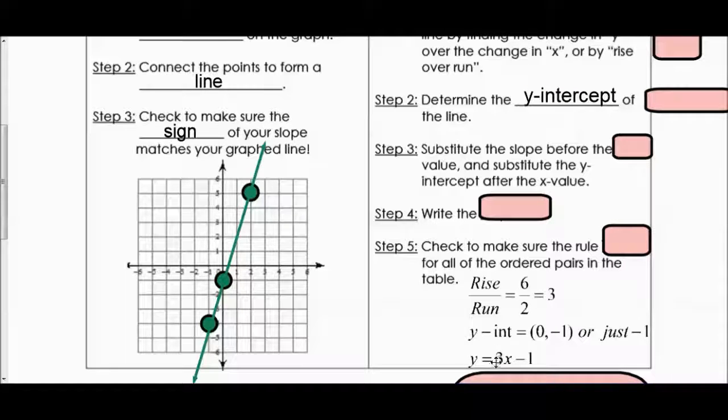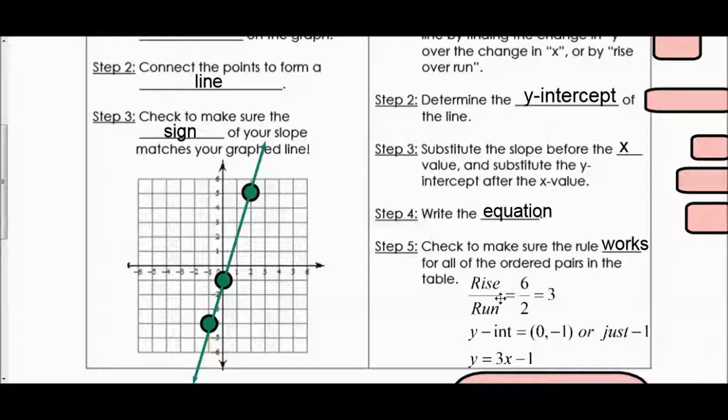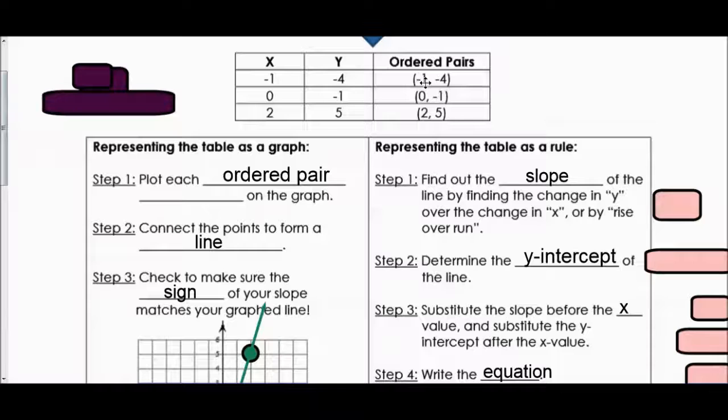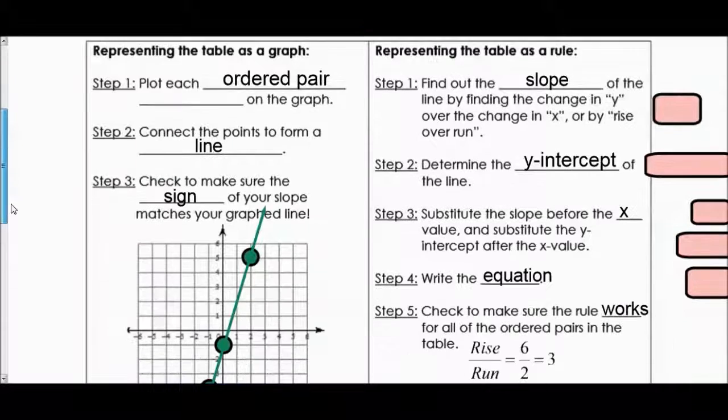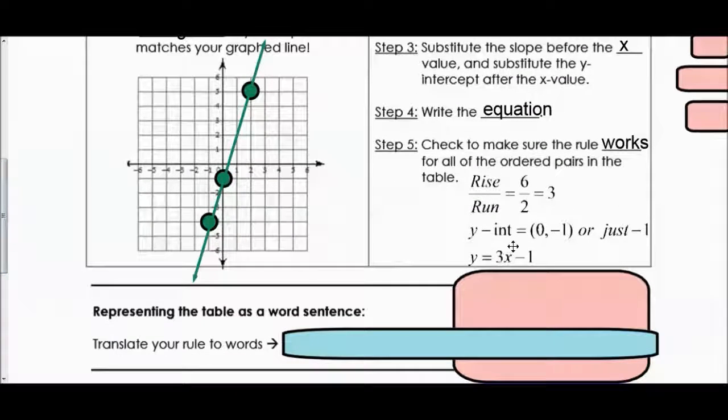We need the rise over run and the y-intercept. Then we substitute those in where they're supposed to go. The slope goes before the x. The y-intercept goes after the x. That helps us write our equation. And then we're going to make sure that this rule actually works for all of these points. So when we plug in an x value of -1, do we get -4 for this rule? So when we plug in -1, we'd get -3. -1 would give us -4, so that makes sense.